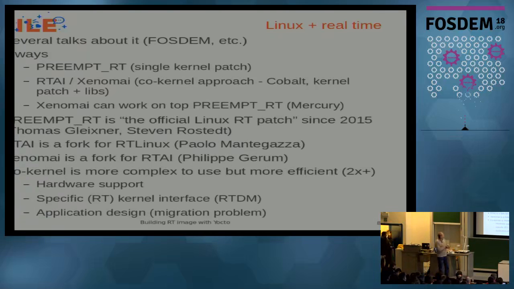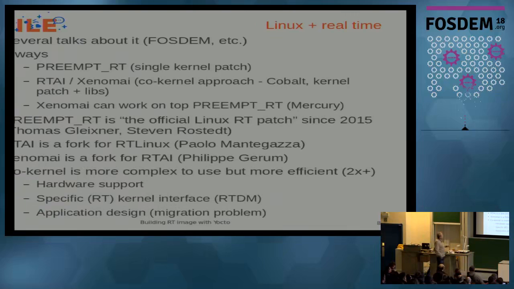And Xenomai, which is a co-kernel approach with the Cobalt core. It's a kernel patch, which is called I-pipe, and some libraries and tools, etc. Actually, for Xenomai, there is a user space part, and for PREEMPT_RT, you can use the standard user space. It's the main difference. With the new Xenomai 3, you can work on top of PREEMPT_RT, it's called Mercury, which I think comes from a specific version called Xenomai Solo, and now it's called Mercury in the mainline of Xenomai. But most people use Cobalt because it's much more efficient.